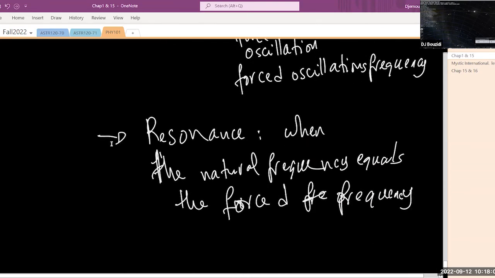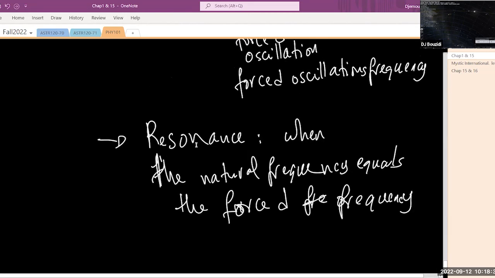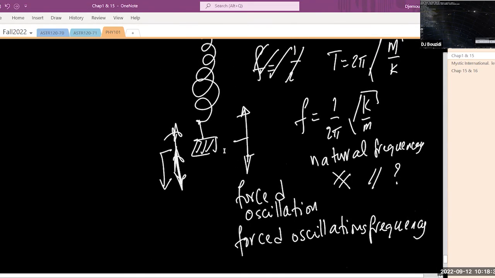Why is resonance important? First of all, resonance can have damaging effects in nature. For example, the Tacoma Bridge, when it fell because of resonance. The Tacoma Bridge itself has its own natural frequency, and the wind was blowing left and right. And as the wind was blowing, it came with a frequency equal to that of the bridge, and the bridge started to oscillate violently, because this is what happens when you have the two frequencies the same.